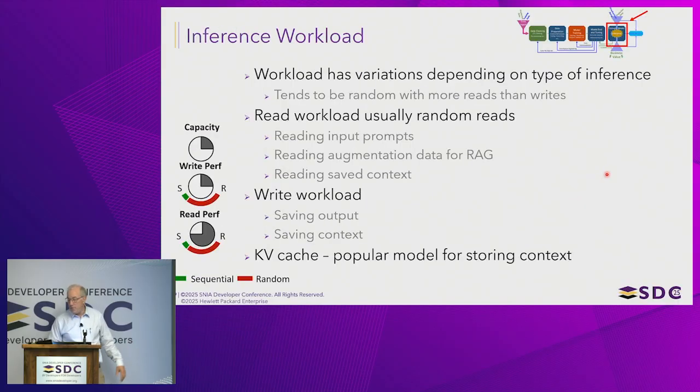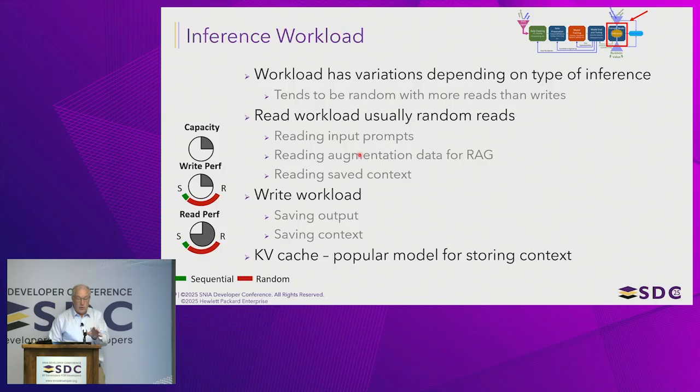So what does the workload for inference look like? Like I said, it has some variations, and it depends on the type of inference you're doing, but it tends to be random with more reads than writes. The read workload is usually lots of random reads. You read the input prompts, and you read the augmentation data for the RAG. In most cases these days, it seems like everybody's going to vector databases. So there's a specific workload around vector databases that you can understand and tune your storage for to make your RAG processes fast.